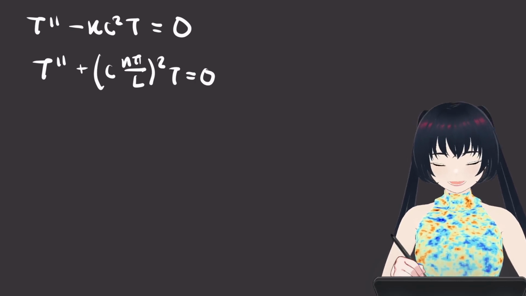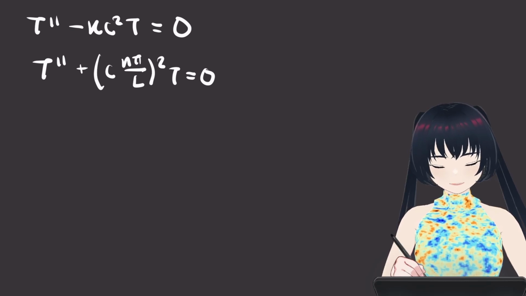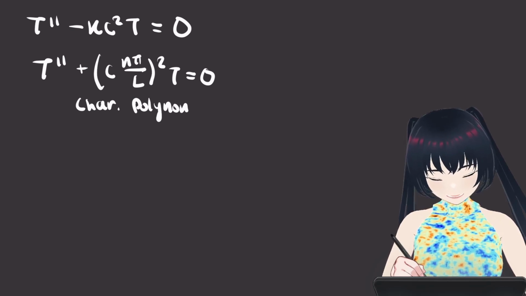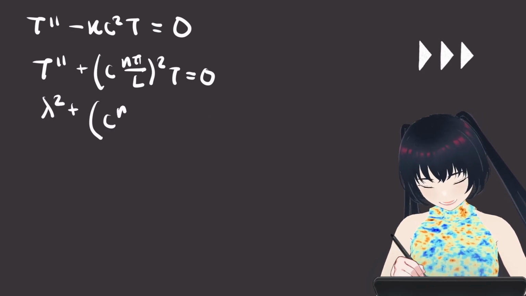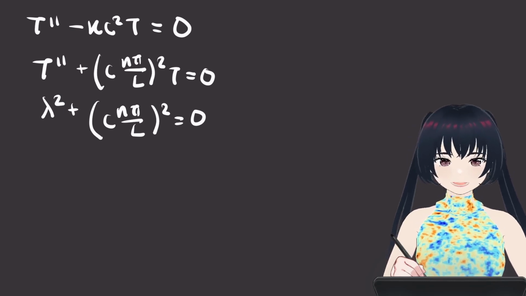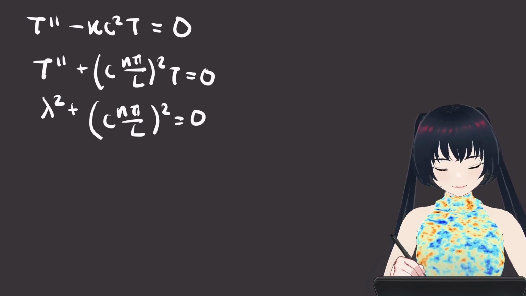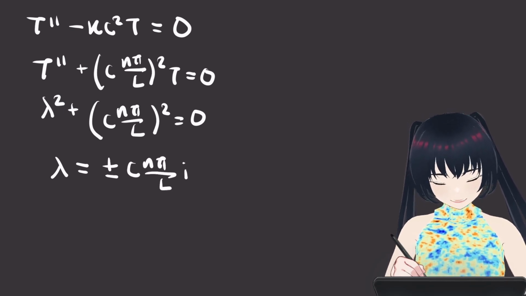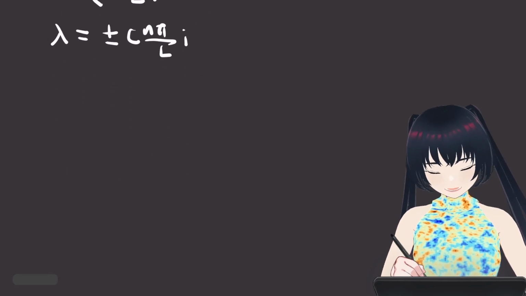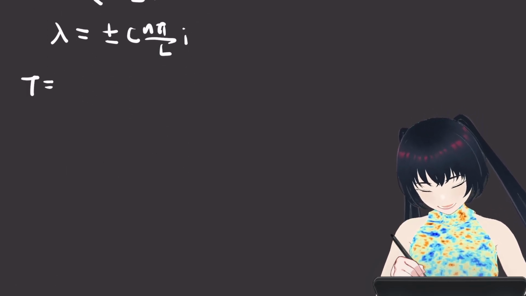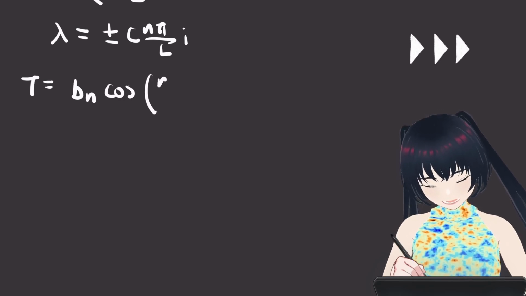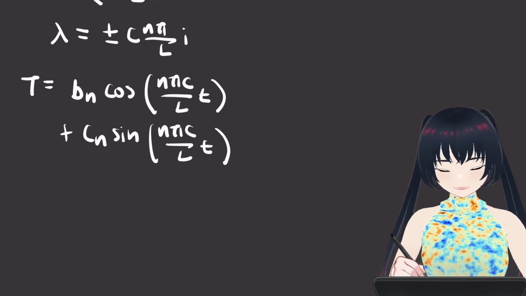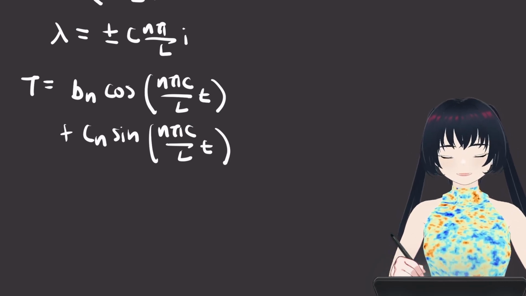So now we have the expression T'' plus c times (n pi over L) squared T is equal to 0. We solve for this again with the characteristic polynomial. So lambda squared plus c times (n pi over L) squared is equal to 0. And that means we get that lambda is imaginary once again. But again, we also know how to solve this ODE. By separating it out into its trigonometric terms, we get the solution for time.